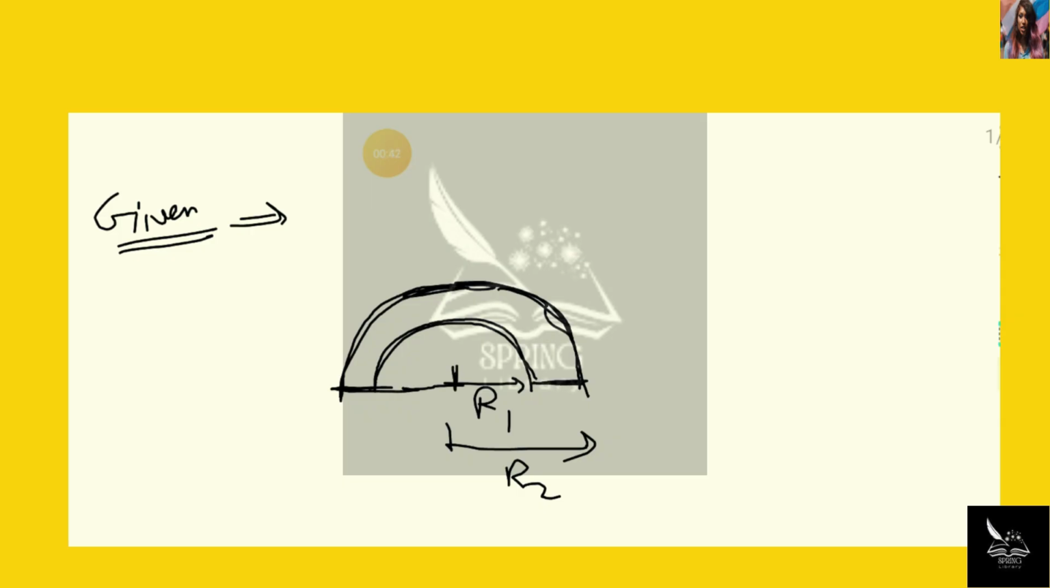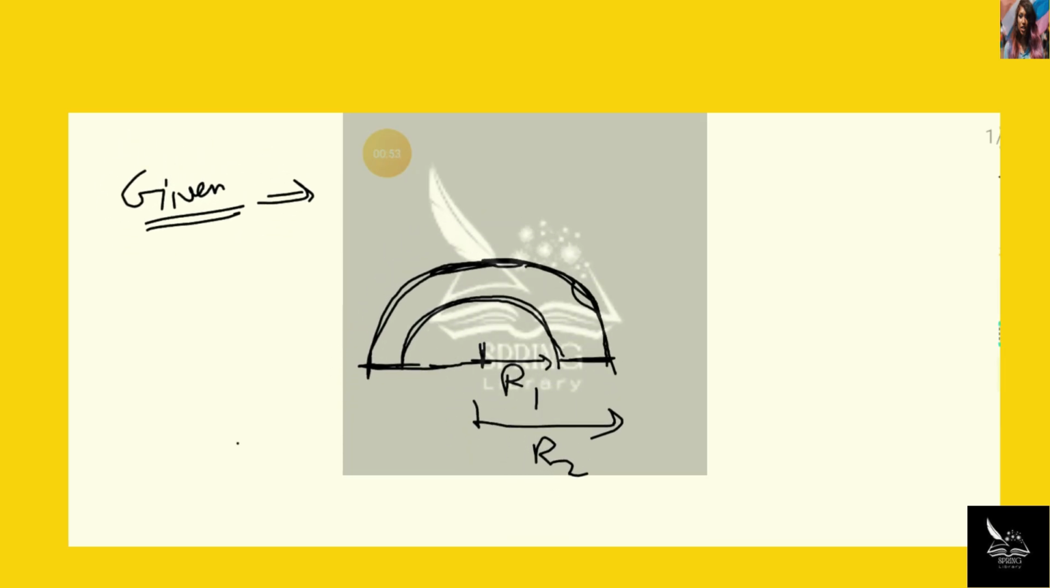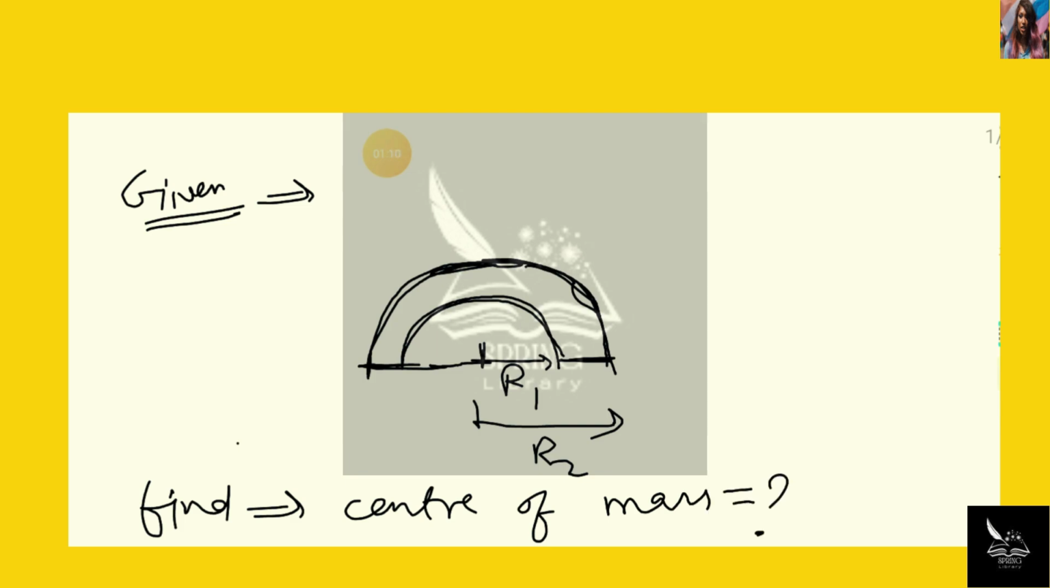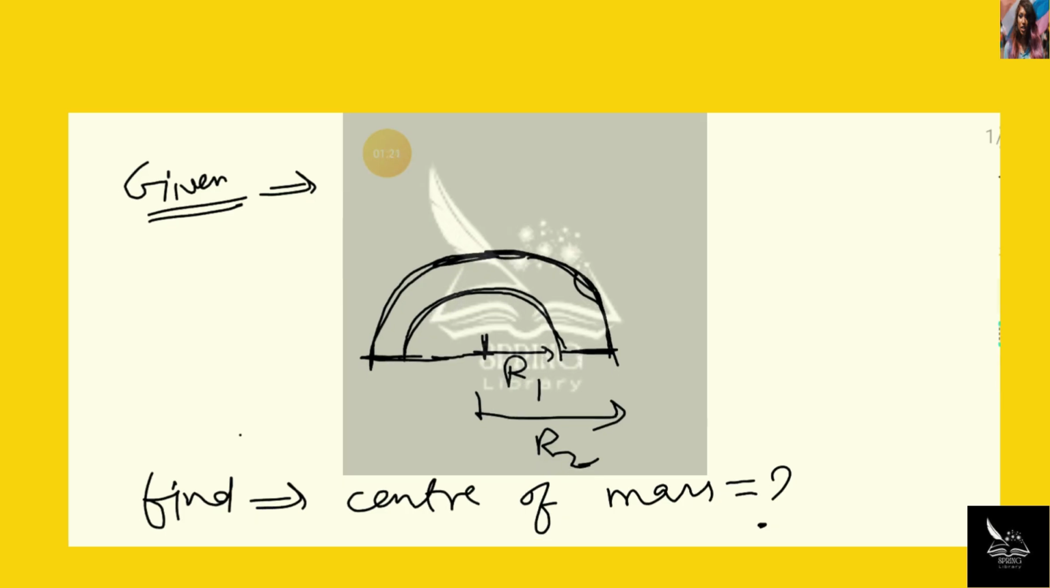Now the question is saying that we have to find the center of mass of a uniform plate having semicircular inner and outer boundaries of radius r1 and r2. That means we have to find the center of mass of this uniform body whose inner radius is r1 and outer radius is r2. So now let's start answering this question.